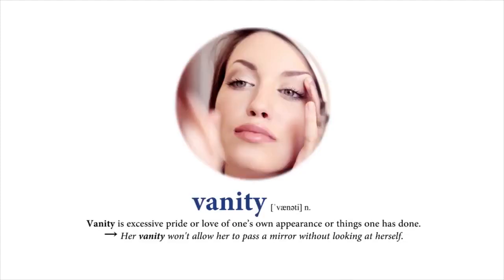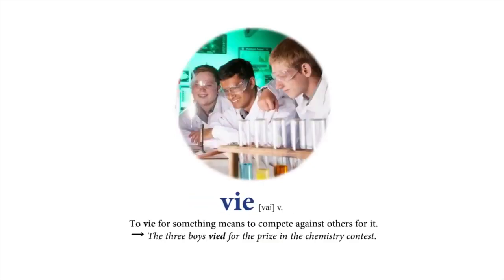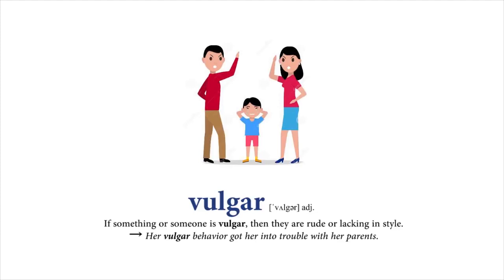Vanity. Vanity is excessive pride or love of one's own appearance or things one has done. Her vanity won't allow her to pass a mirror without looking at herself. Vie. To vie for something means to compete against others for it. The three boys vied for the prize in the chemistry contest. Vulgar. If something or someone is vulgar, then they are rude or lacking in style. Her vulgar behavior got her into trouble with her parents.